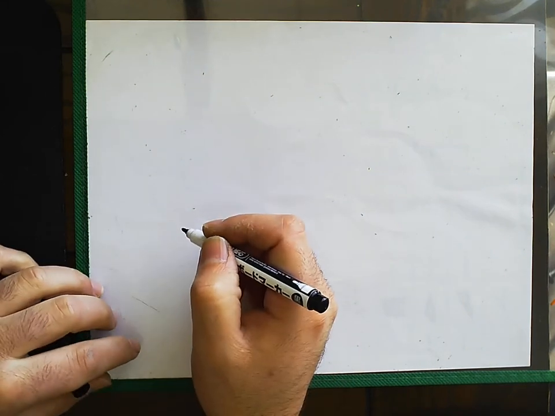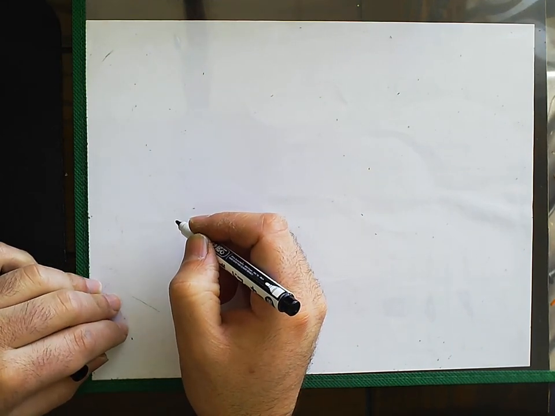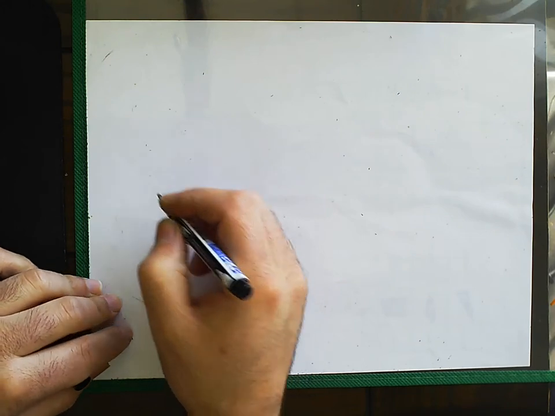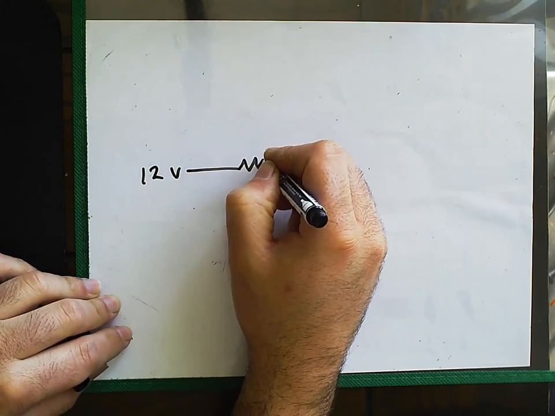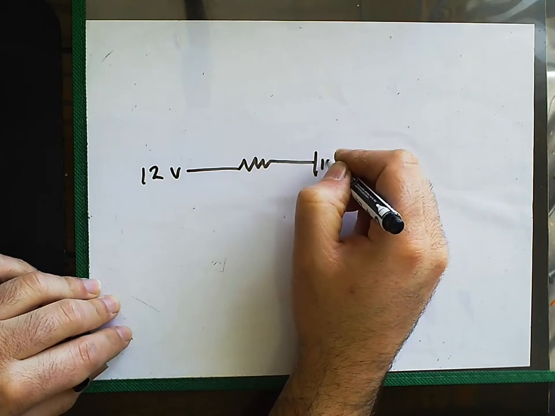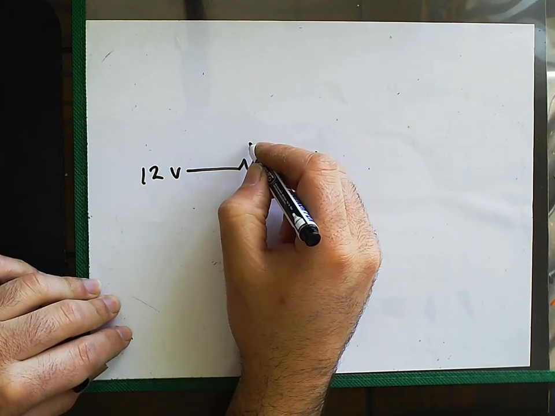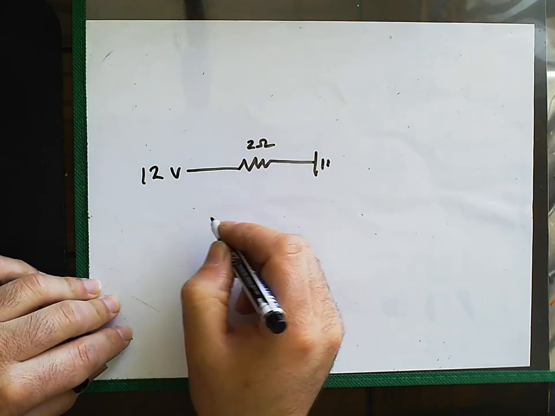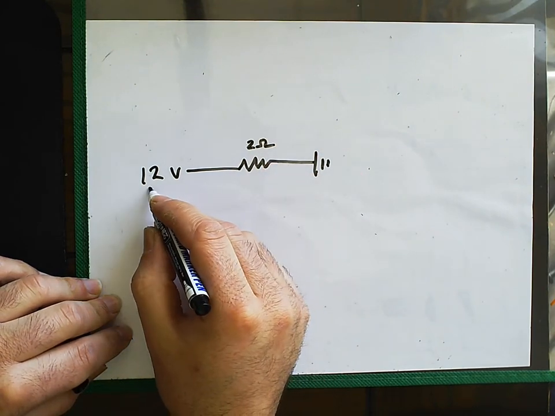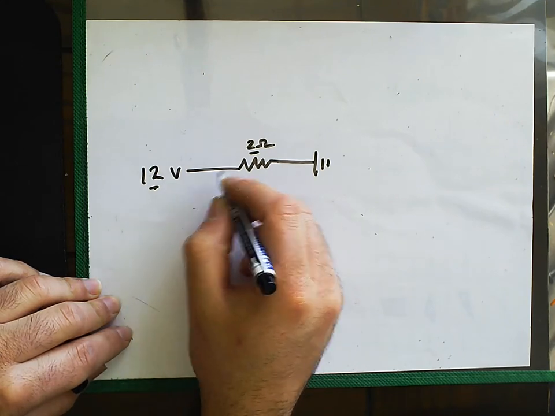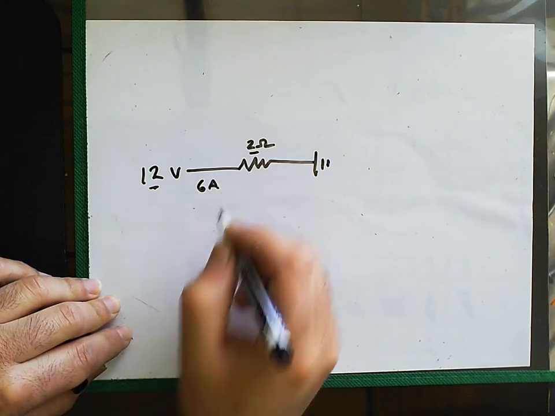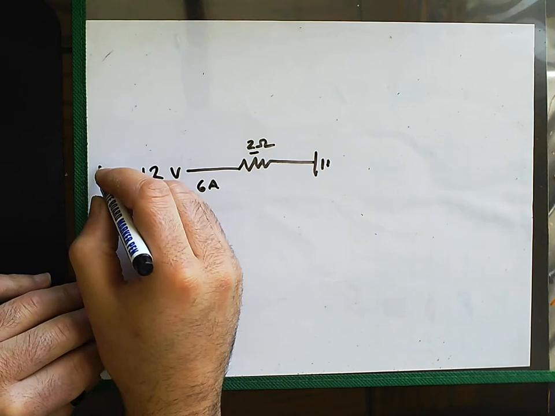Hey guys, we're gonna do a couple different videos. The first one is a series circuit, 12 volts, one load, 2 ohms maybe. So voltage and resistance are available. Voltage divided by resistance is 6 amps. Okay, this is one example.